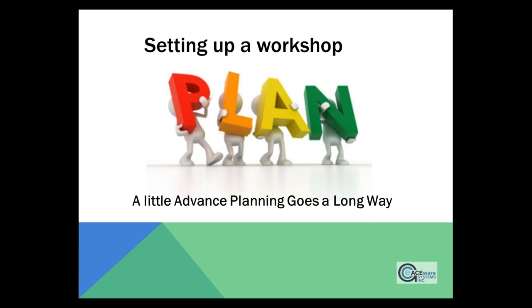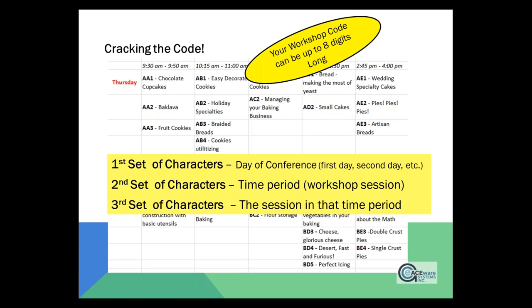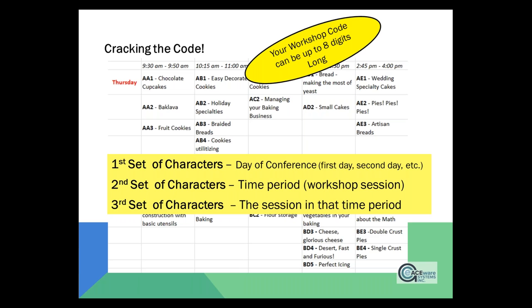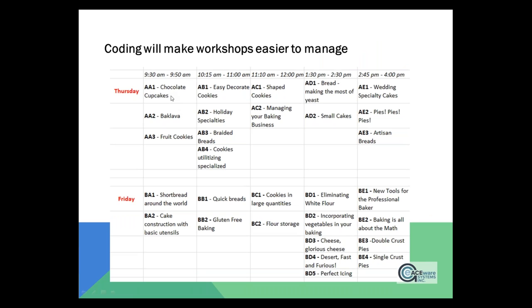So one of the things about setting up workshops, like a lot of other things in life, a little advanced planning goes a long way in making sure you're set up for success. Number one is deciding what your code for the workshop will be. And we recommend for best practice that you have your workshop code set up typically into three sets of characters. The first set of characters would be the day that the program is held on, that the workshop falls into. The second set would be the time frame. The third set of characters would be the session during that time period. You want to note that the demo we're looking at here only uses one digit per one of these characteristics. You can actually use two or three digits, but your maximum is that eight-digit limit within the workshop code setup. So here is an example of a pro forma set of workshops within a program.